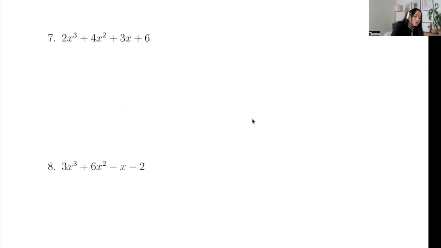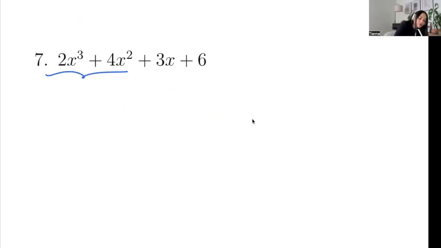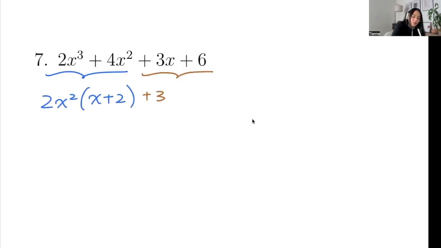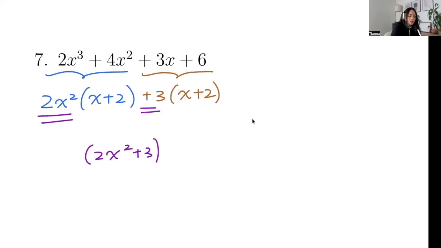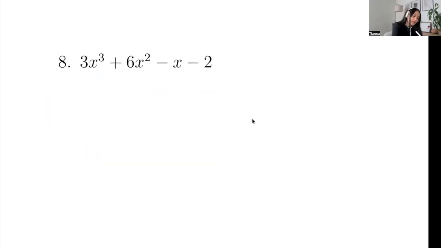Okay, let's go ahead and check. From our first two, we can pull out a 2x squared. This is x plus 2 on the inside. From our last two, we can pull out a 3, with x plus 2 on the inside. Group our outsides, 2x squared plus 3. Group our insides, x plus 2, in our other parentheses.